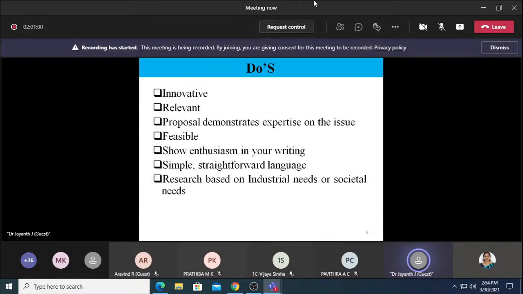Next, what do you need to do? Your work should be innovative and relevant, and the proposal should be able to demonstrate your expertise. Fourth, it should be feasible, and show enthusiasm in your writing. It should be in simple, straightforward language, and only research based on industrial needs or societal needs will be funded.